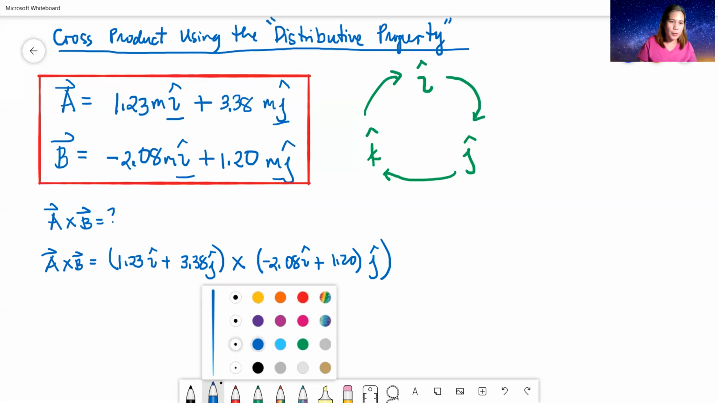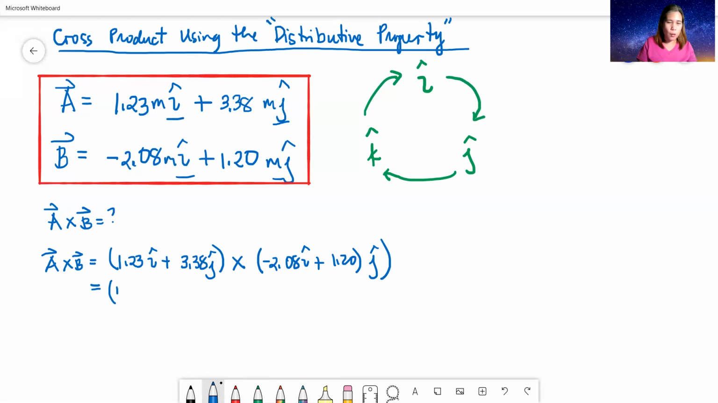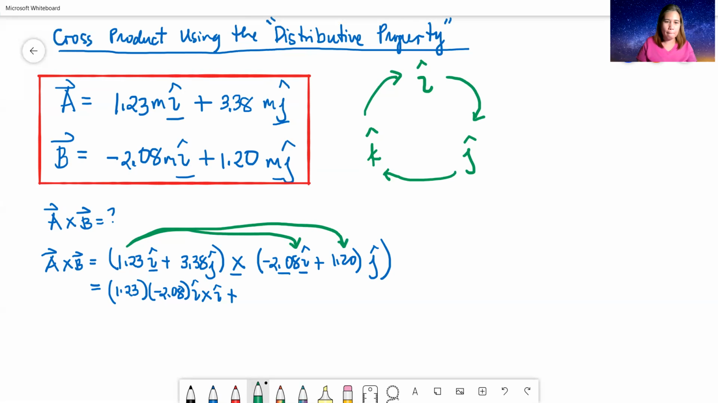So I'll start with 1.23 times this one, negative 2.08. So you put together the numerics first, and then you follow the unit vector. So you have I hat, I cross I. So it's I cross I. And then plus. So that takes care of this one. Let's go to the second one. This distribute to that. So I'll have plus. So I'll put together the numerical factors. 1.23 times 1.2.